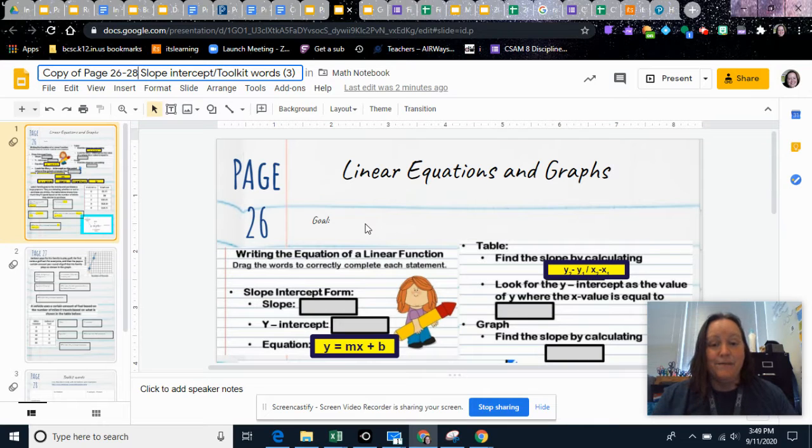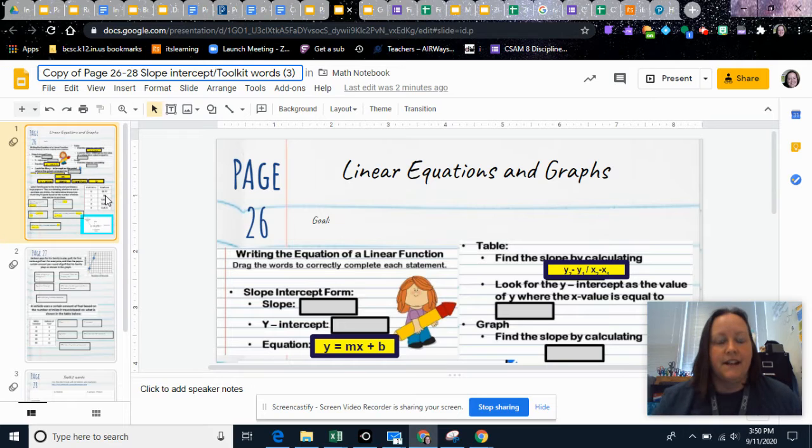Hi, I would like to take a couple minutes to give you some help as you put pages 26 to 28 together in your notebook. So remember, your first step is to copy and paste the pages 26 to 28 into your actual notebook.